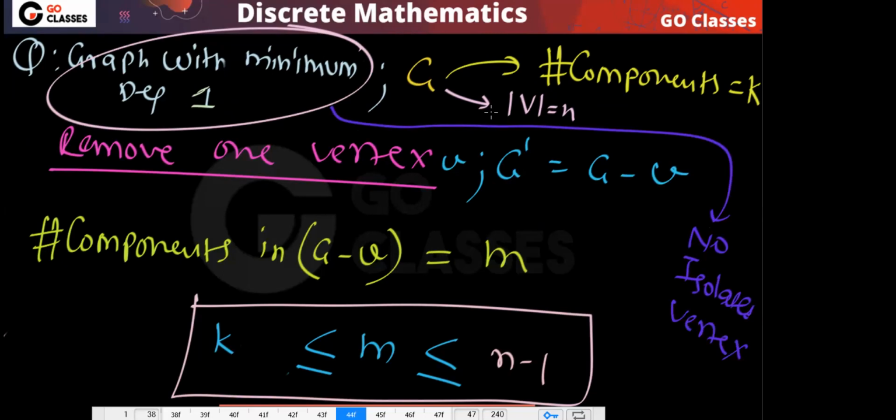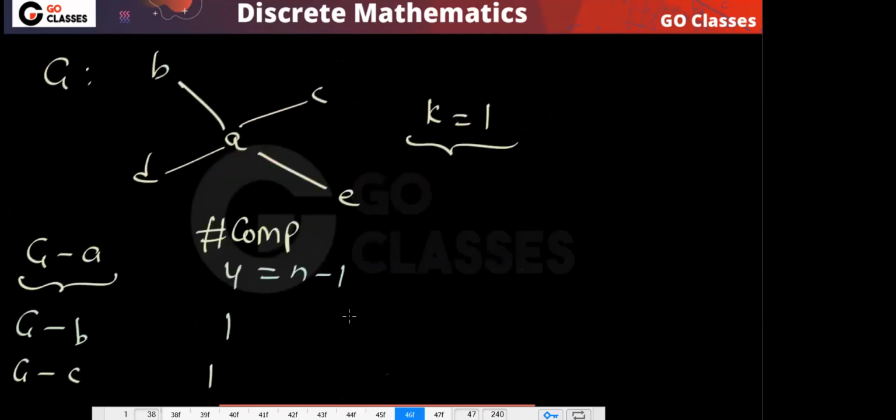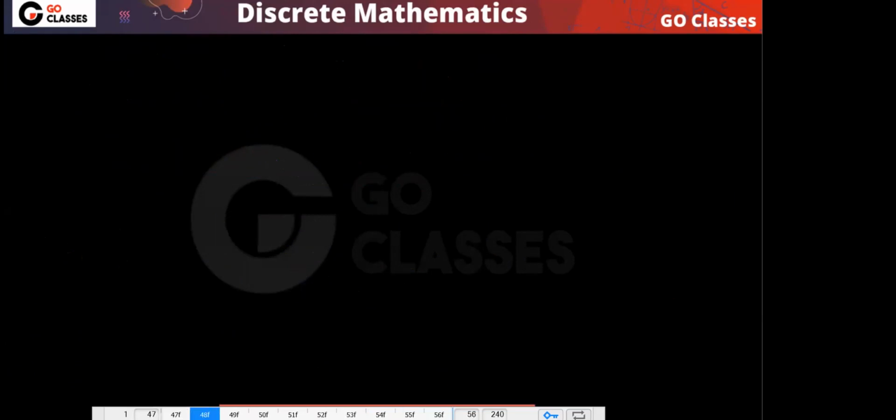So what is the problem? See this graph. In this graph, minimum degree is 1. Nikhil, look at this graph. Minimum degree is 1. But still, if you remove A, the maximum number of components you can get is n minus 1. Is this clear? Please let me know if you have doubt. Okay, let's move on now. So this is the idea.